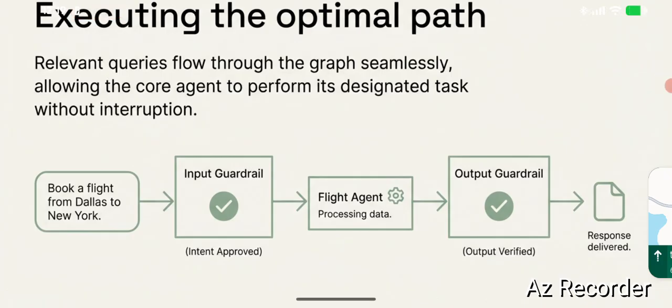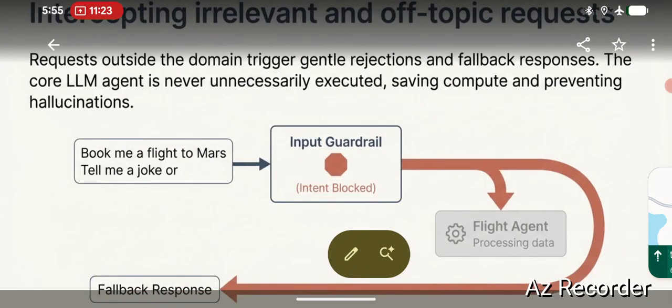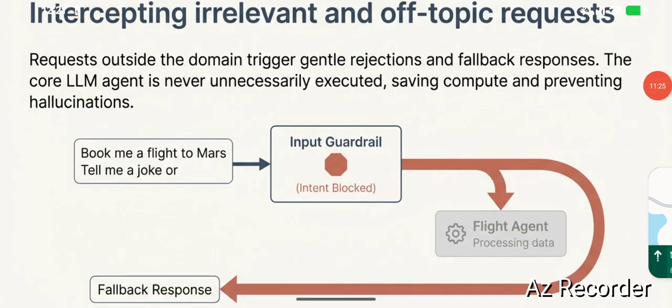So the same thing I explained again. If the input guardrail finds the intent is right, it will pass on to the next agent, and the next agent will find the goal from that intent, and based on that goal it will collect the information and take the action, and the output guardrail will then verify the output. If the input guardrail finds the question is not relevant, a fallback response is given to the user.